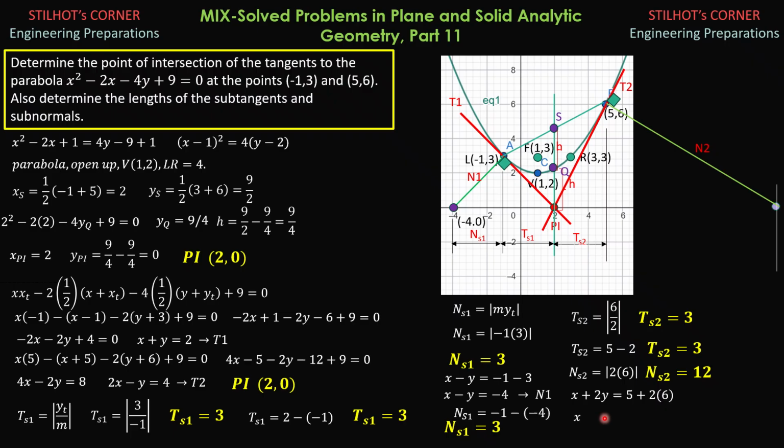When y is 0, the abscissa or the x-intercept is 17. So that is (17, 0). Then NS2 is right x 17 minus left x 5. So that is NS2, which is equal to 12 indeed.